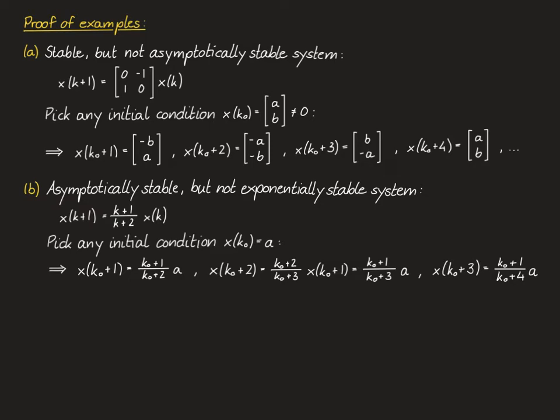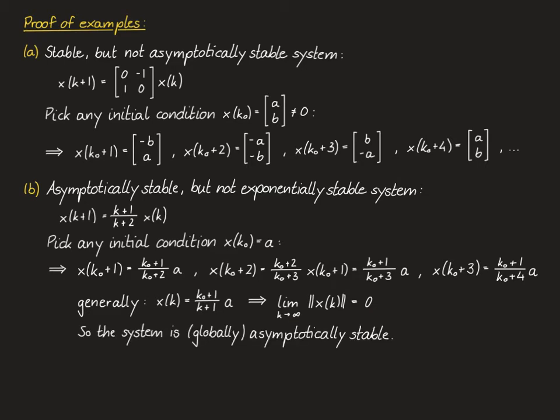Similarly, we obtain x of k0 plus 3 equal to k0 plus 1 divided by k0 plus 4 times a, and so on. From this, it's easy to see the general formula for x of k, which is equal to k0 plus 1 divided by k plus 1 times a. From this, it immediately follows that no matter the value of a, the limit of the norm of x of k as k goes to infinity will be 0. So the system is globally asymptotically stable.